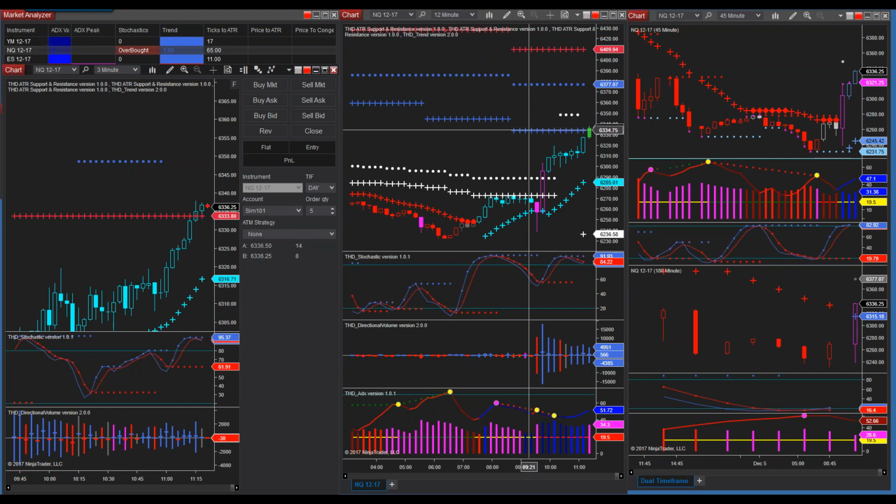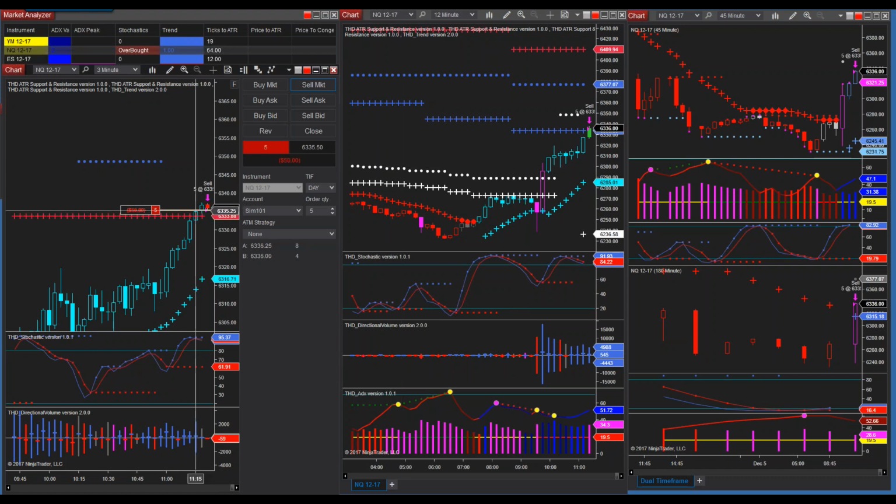Now, I believe that this ATR is going to hold price. So I am going to sell this one. I might be wrong, but I'm going to do it.